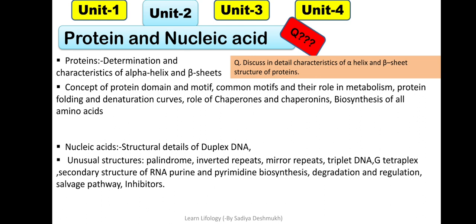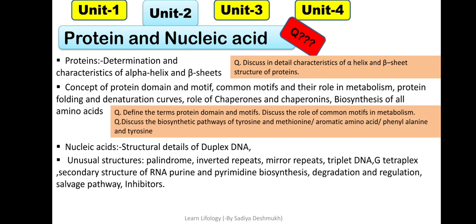The question can be asked as: discuss in detail characteristics of alpha helix and beta sheet structure. This is a direct kind of question. But from the second part of the protein, the question can be asked like this: define the terms protein, domain and motifs. Discuss the role of common motifs in metabolism. Then discuss the biosynthetic pathway of tyrosine and methionine.